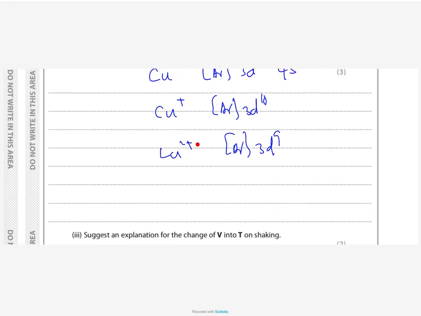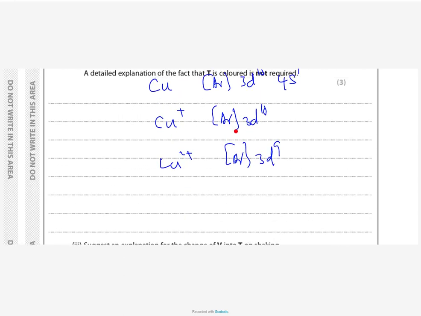Okay, you can say, in the copper +1 ion, the d orbital is completely filled. Therefore, the d-d transition cannot take place. Hence, colorless.